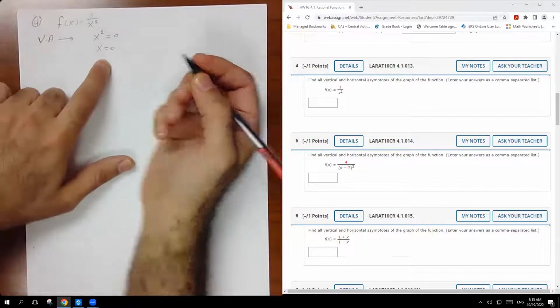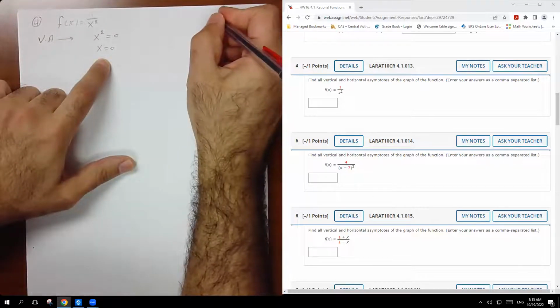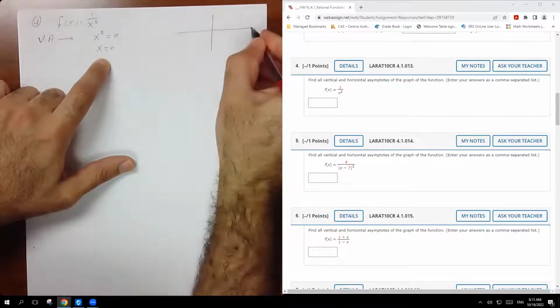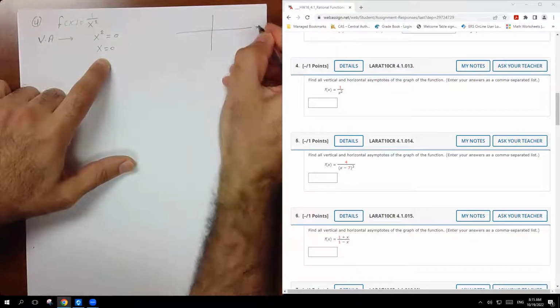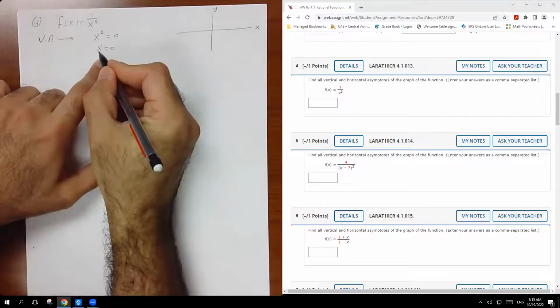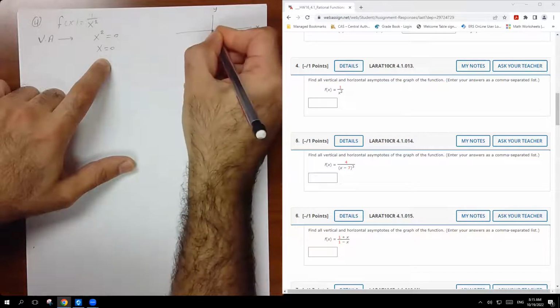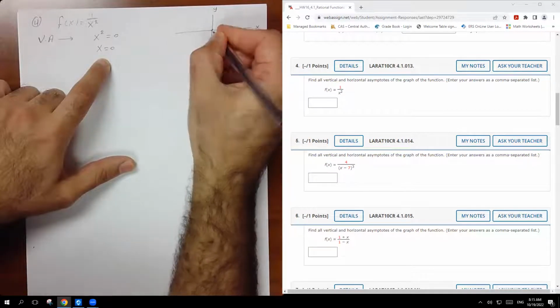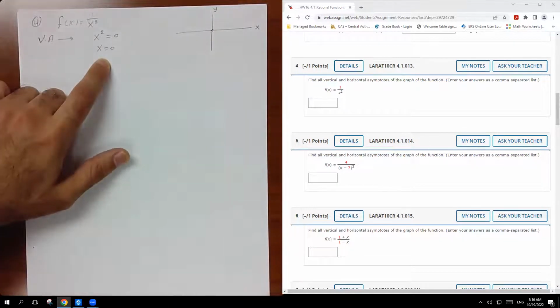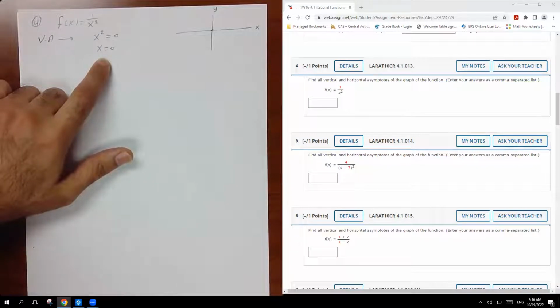That means when you graph this one, this is x and here's y. At x equals 0, which is this one, there is a vertical asymptote. That means there is a vertical dashed line at this point.